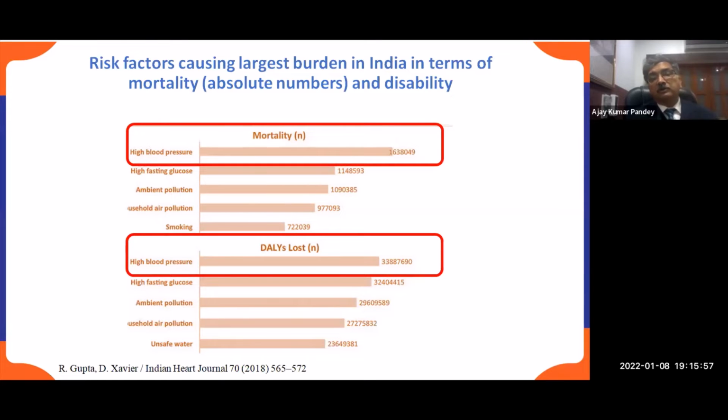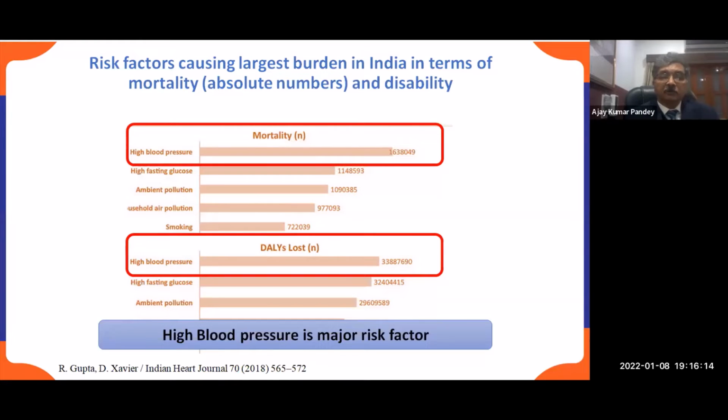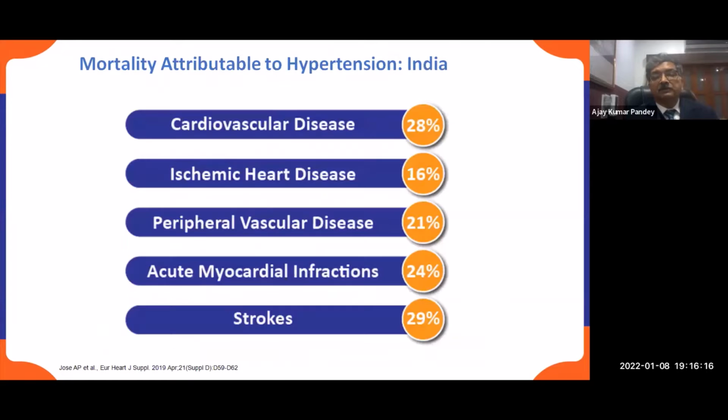If you compare high blood glucose, ambient air pollution, household air pollution, smoking, and hypertension, hypertension is responsible for the highest number of mortality and the highest number of daily work loss also. So that's very, very important for all of us. High blood pressure is a major risk factor, and that's what we see in our clinical practice. Whether you sit in an oncology OPD, a general medicine OPD, or any OPD, you are going to face these patients.